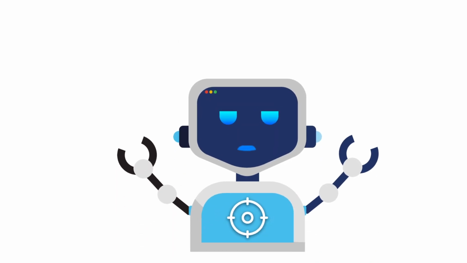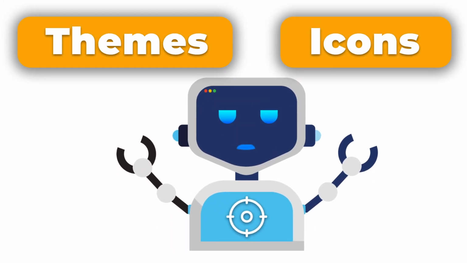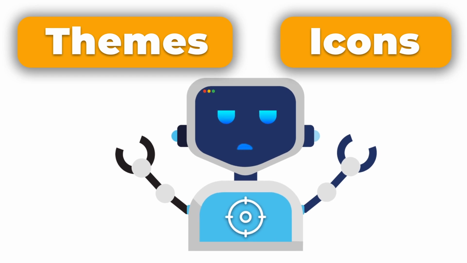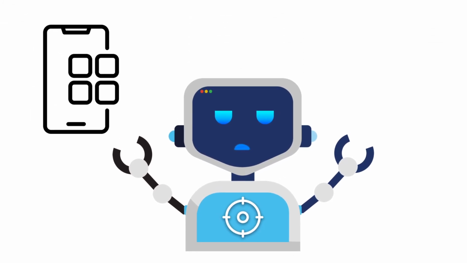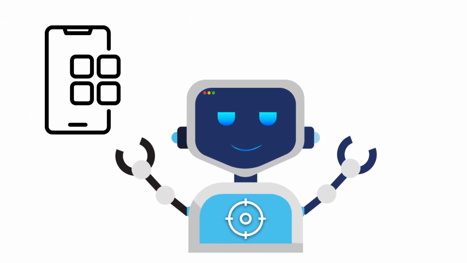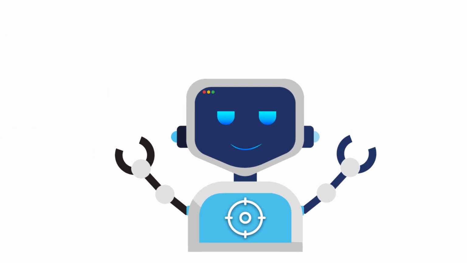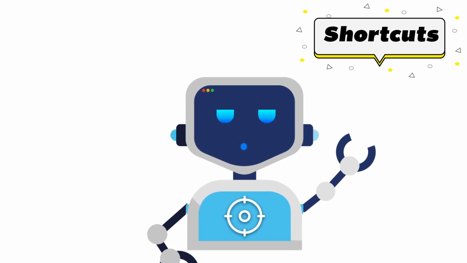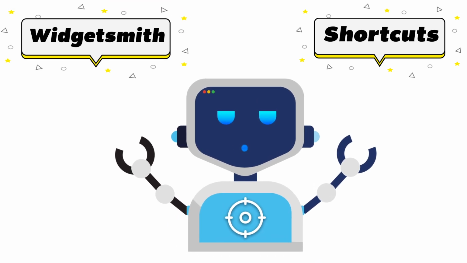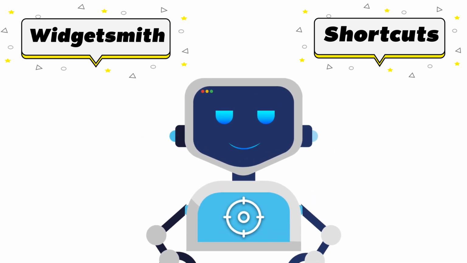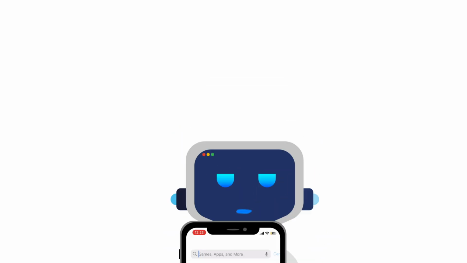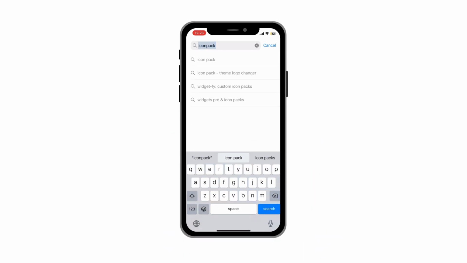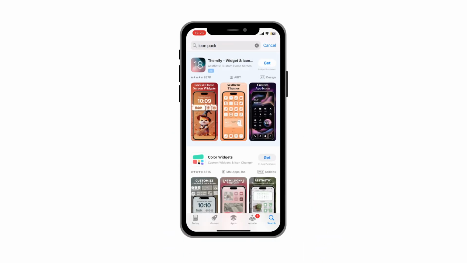Next, let's talk about changing themes and icons to mimic macOS aesthetics. You can customize app icons to make your iPhone look more like a Mac. There are various apps that let you change your app icons, such as Shortcuts for custom icons and Widgetsmith for personalized widgets. Just search for Icon Pack on the App Store to find creative designs.